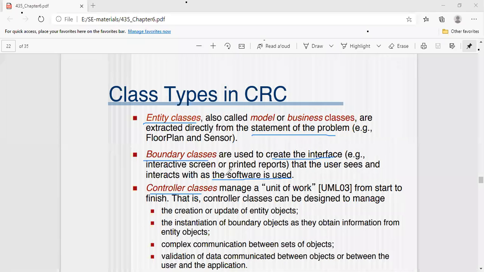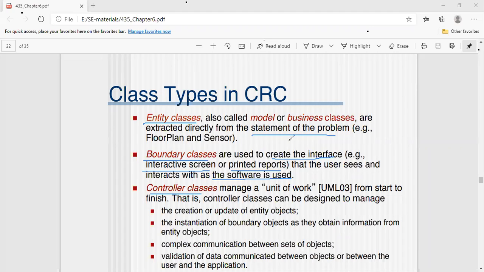I mean, here we are going to create the interfaces between the camera and either a phone, a computer, or a TV. So, for example, interactive screens or printed reports, such kinds of things come under boundary classes here.